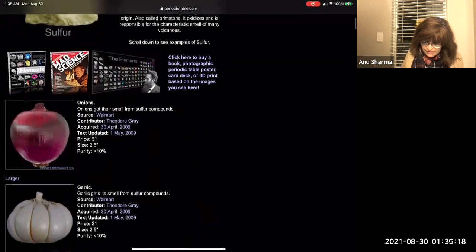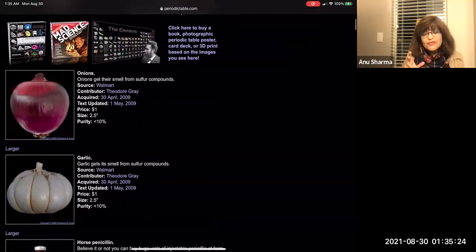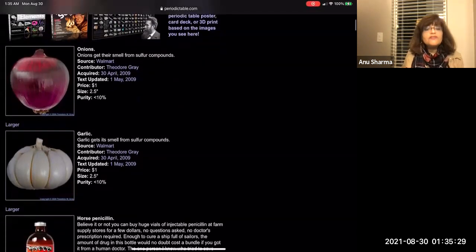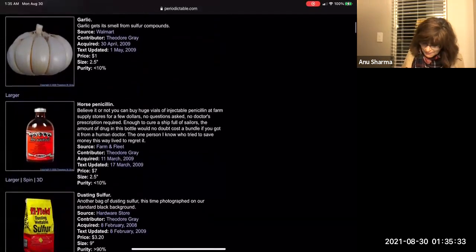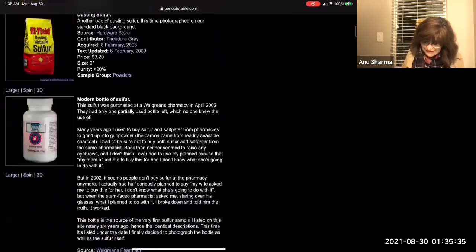Solid white color. Sulfur is also responsible for the tears in your eyes when you are cutting onions. And even that smell of garlic is because of sulfur. That's the only thing with sulfur compounds. Sulfur compounds, they smell bad. That's the only thing with them. Okay, but anyway, so that's sulfur.